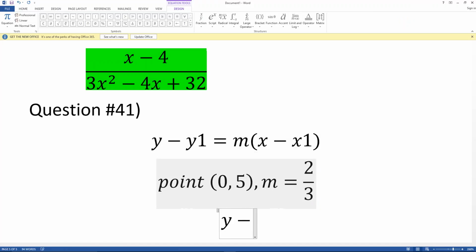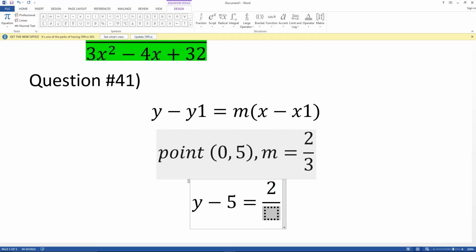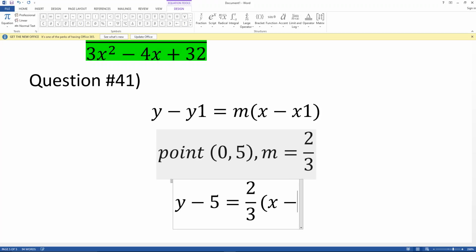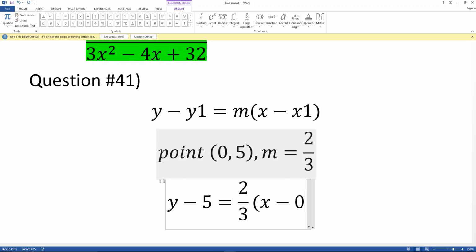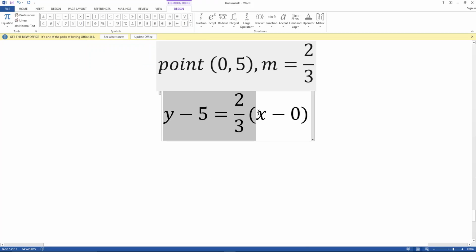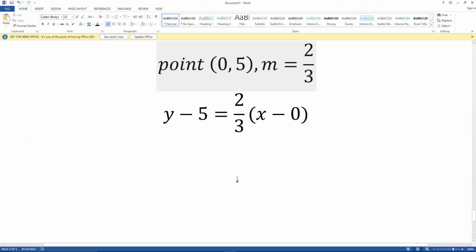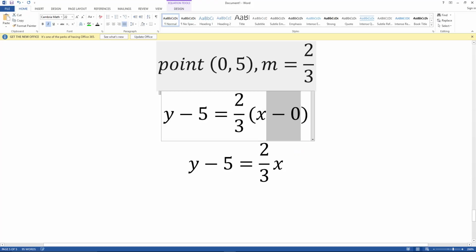y minus, what's y1? 5. Equals, what slope? 2/3. Times x minus 0. Right. So really, this is the same thing as saying this, because you can just drop this part, right? Yes. That's it. In calculus, you don't have to solve for y. You can just leave it like that.